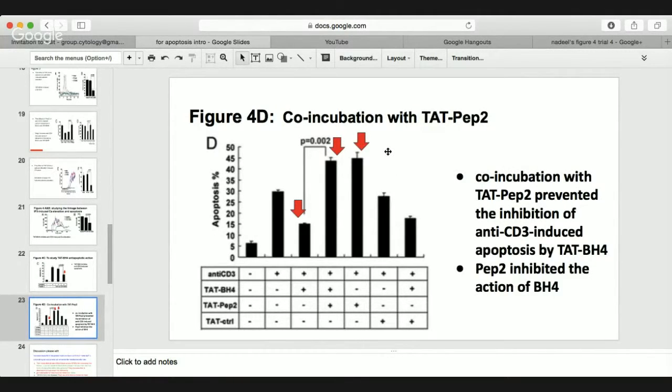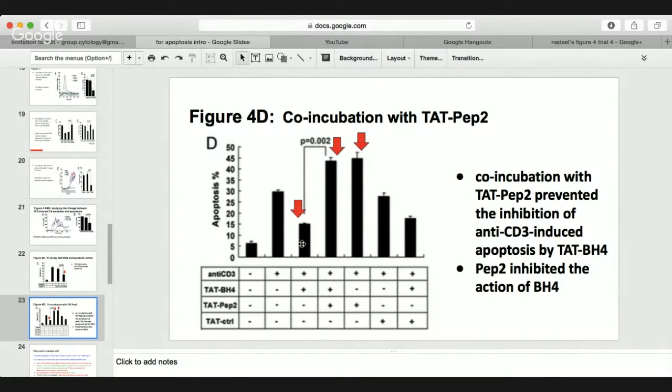Co-incubation with TAT-BH4 and TAT-PEP2 was used to study the TAT-BH4 anti-apoptotic action. The result is that co-incubation with TAT-PEP2 prevented the inhibition of the anti-CD3-induced apoptosis by TAT-BH4. Thus, PEP2 inhibited the action of BH4.